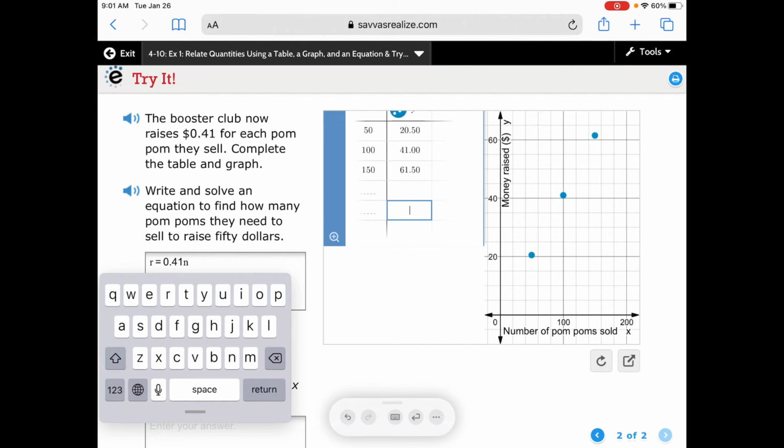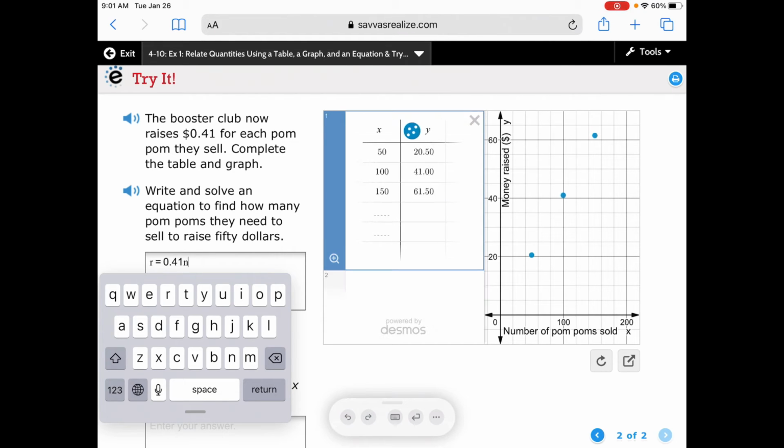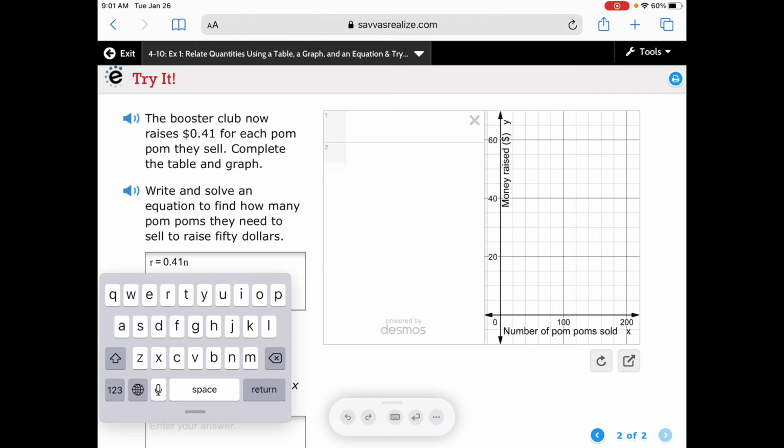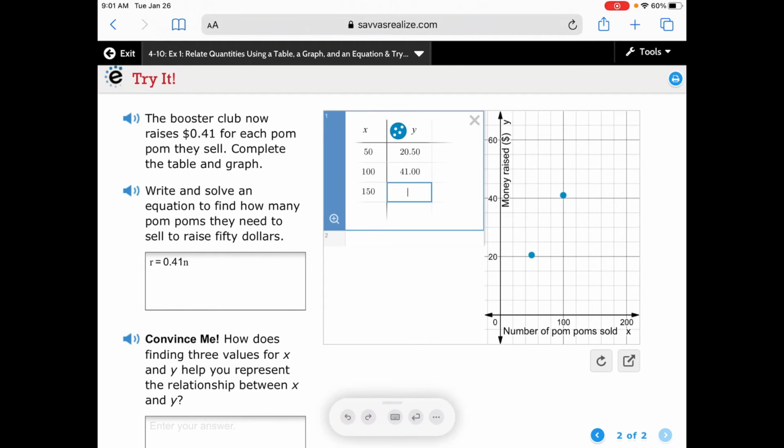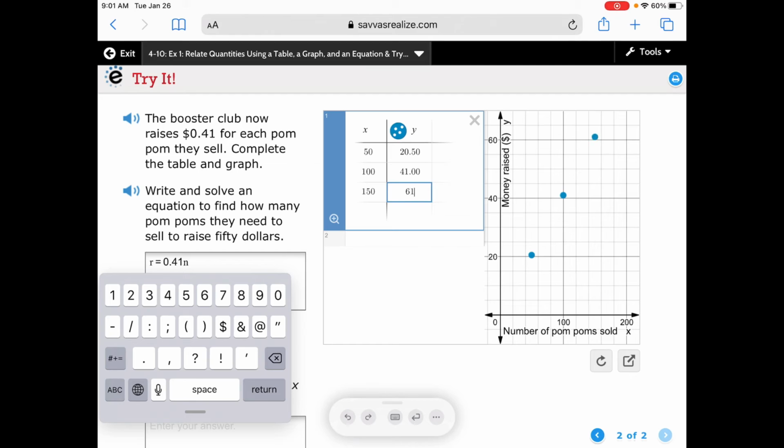Okay, that should be enough. Let's see here. Oops. All right, so there we have our graph. What the heck? I'm not going to go back, but you should have the $61.50 for your part. And then for the graph, there we go. Let's do this again.